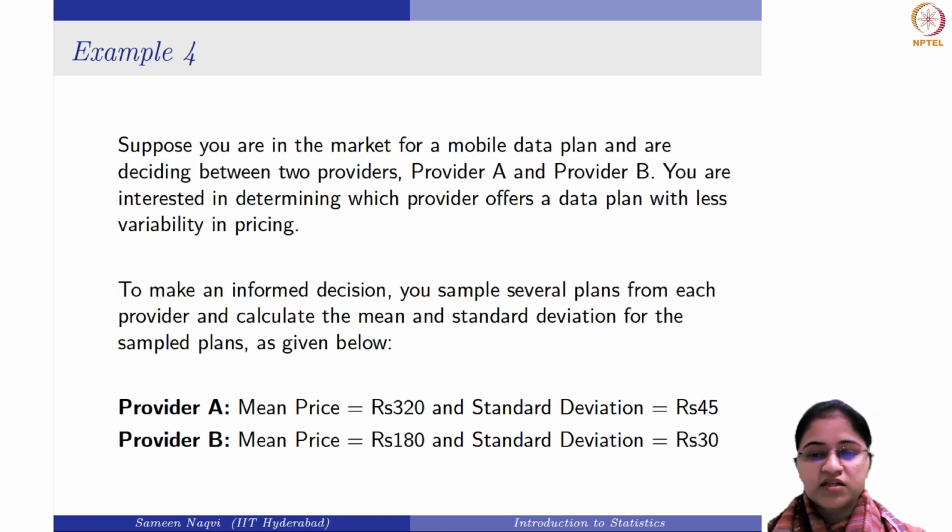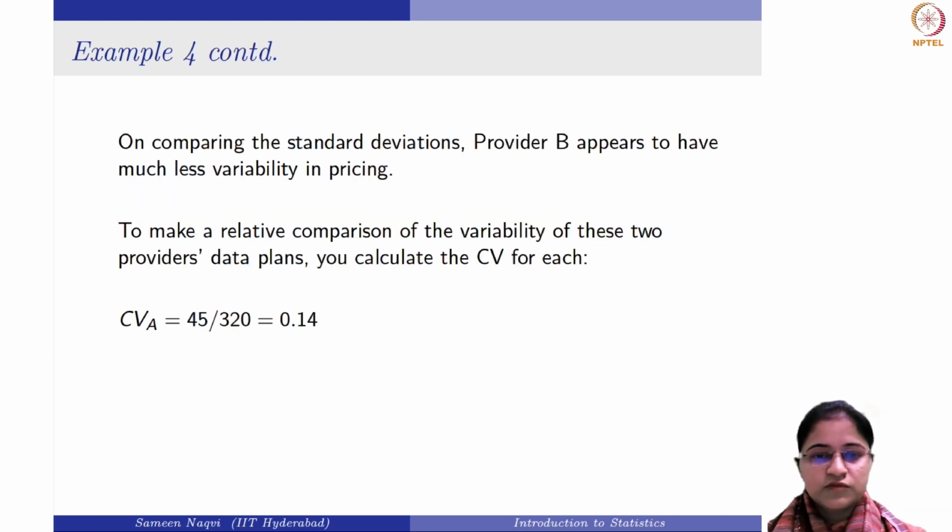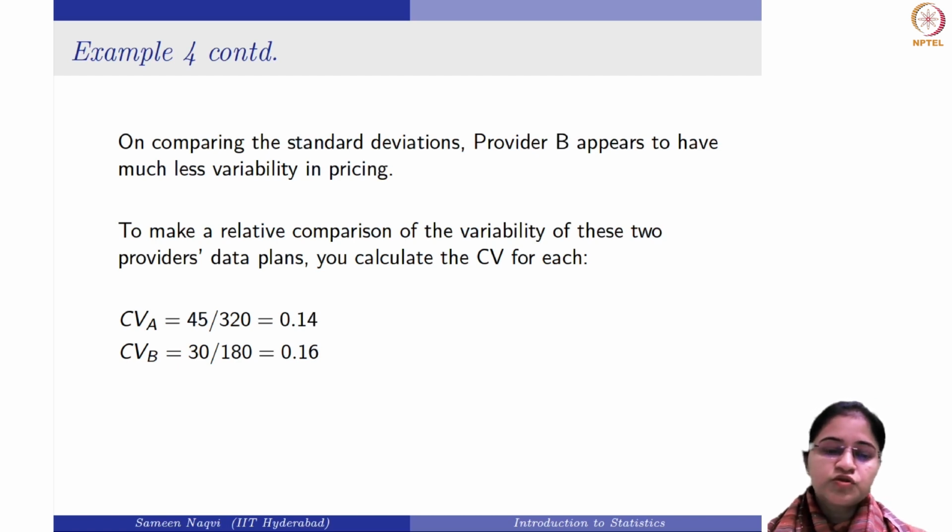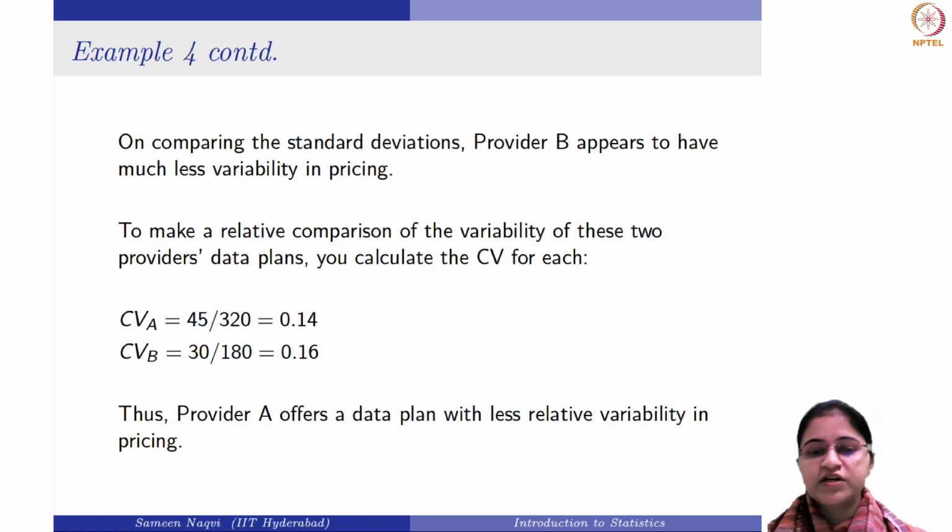Now, if you just look at the standard deviation, you might feel that since standard deviation for B is less, that is 30, so there would be lesser variability. However, let us try to calculate the coefficient of variation and see what is the answer. So, coefficient of variation is sigma by mu. So, sigma is 45 divided by mu, which comes out as 0.14, and the other one, it comes out as 0.16. So, in fact, you see that the first provider has less variability. Thus, you can conclude that provider A offers a data plan with less relative variability in pricing.